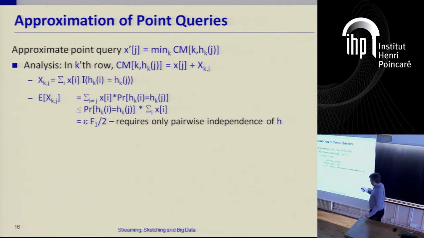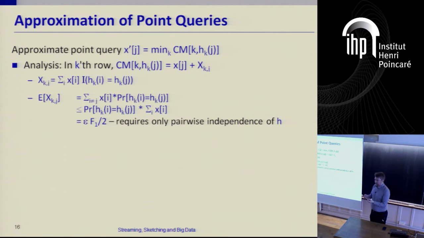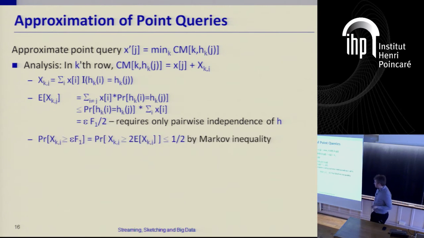And that probability of collision, I'm just looking at the probability of two elements colliding in the same bucket. That goes back to my random hash functions that I chose to be uniform enough. If I say that this is uniform up to a pair of elements, so it's pairwise uniform, then I can just assume that this is 1 over the number of buckets. I can choose the number of buckets, this parameter w, to make this quantity as small as I want. So I just rewrite that in terms of epsilon. That's saying that on average, for any particular row, I don't have too much colliding mass.